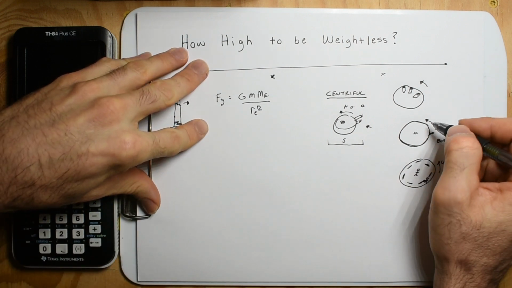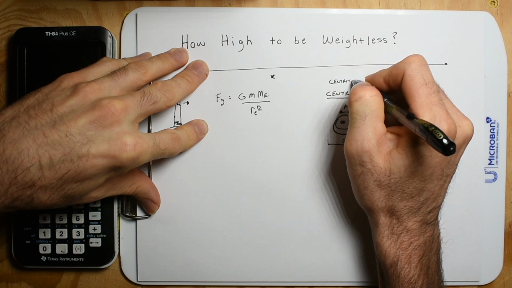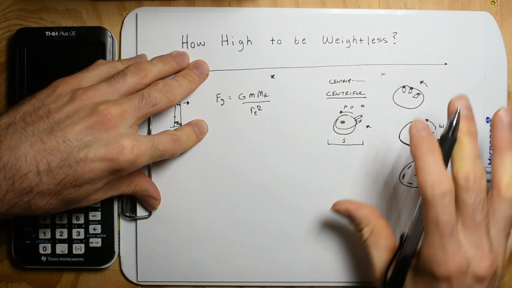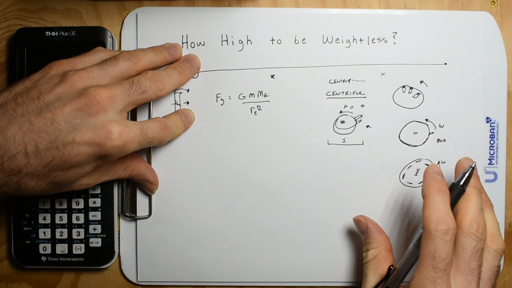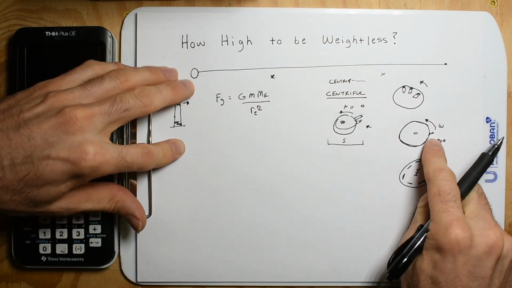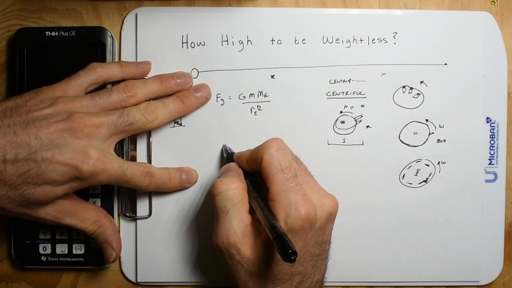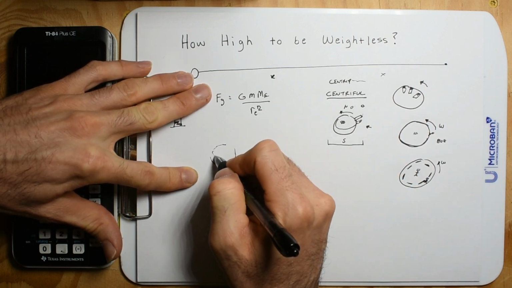But we don't. We also want to learn about centripetal, whatever. But not too much, because we just want to answer the question of, how high do I need to be weightless? Now we have to structure the problem so that it actually makes sense. And visually, this should make sense to you.